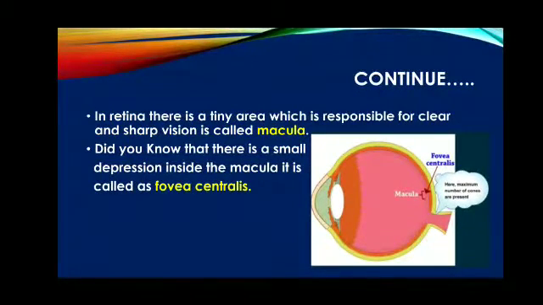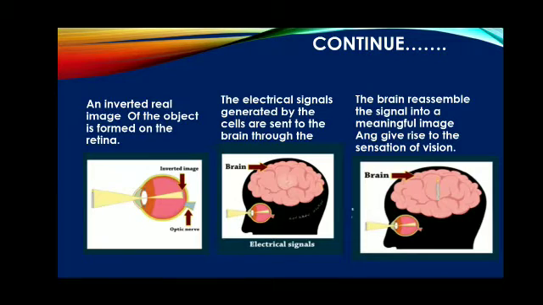In the retina, there is a tiny area which is responsible for clear and sharp vision, called macula. There is a small depression inside the macula. It is called fovea centralis. Now let's go to another topic.